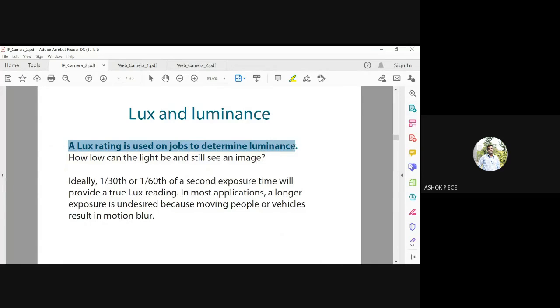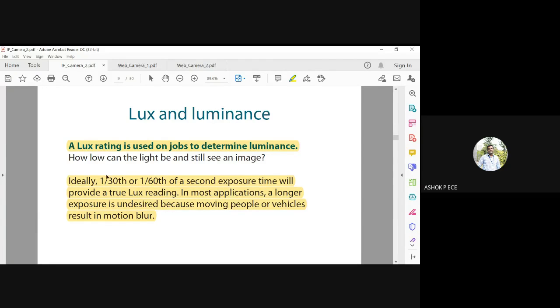Ideally, when you expose for 1 by 30th or 1 by 60th of a second, it will provide a true lux reading. In most applications, a longer exposure is not used because moving people result in blur. The longer you keep it open, it is going to cause blur because people are constantly moving, right? That's why they say if you have an exposure time of 1 by 30th or 1 by 60th of a second for capturing the image, that will provide a true lux reading.